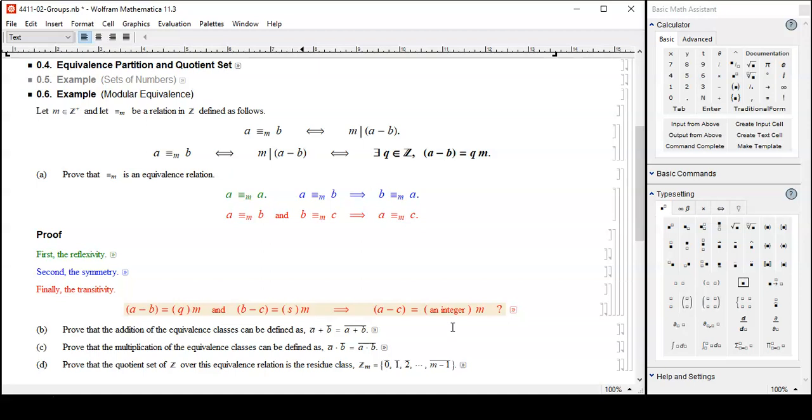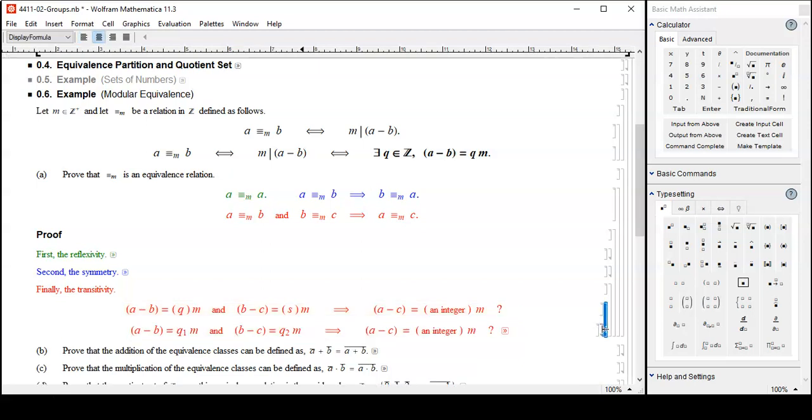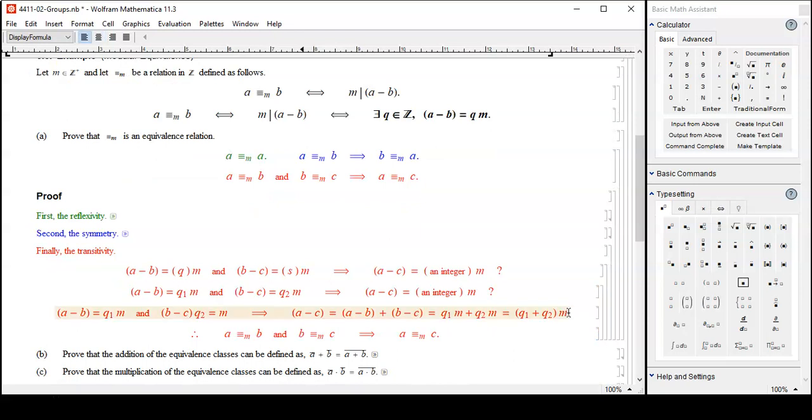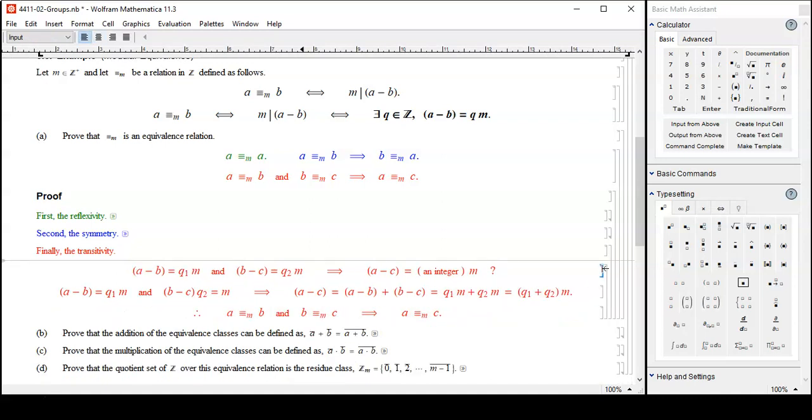Okay, so how do you get this integer? Well, if I add them up, a minus b plus b minus c, then that's going to be a minus c. So you're going to get an easy expression like that. Here we go. Instead of q and s, I use q1 and q2 here. That's okay. And then we have addition. So factoring out m, we get (q1 plus q2) times m, and q1 plus q2 is an integer. So yes, we have transitivity as well.